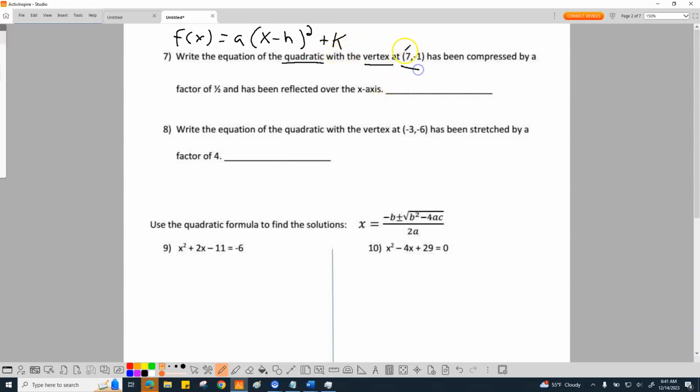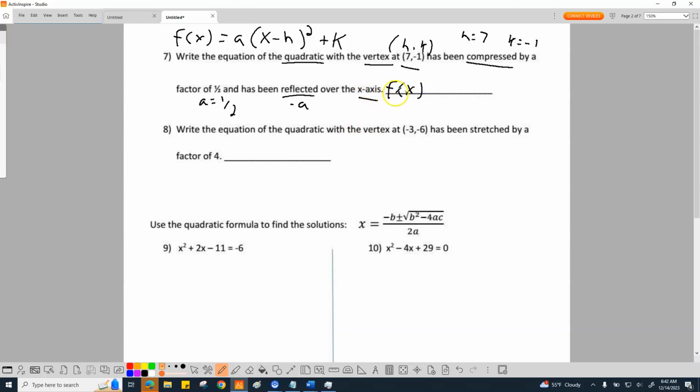So the vertex is at 7, -1, which is our h, k. And it's been compressed by a factor of 1/2 and has reflected over the x-axis. Here we go. I got all this down. The reflection over the x-axis means that's a negative a. The 1/2 compression means my a is equal to 1/2. And I already know my h and k. My h is 7, and my k is -1. So once I have all this down, you just have to kind of pluck it out and call it a done deal.